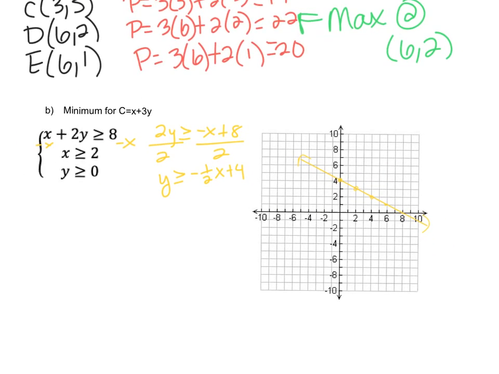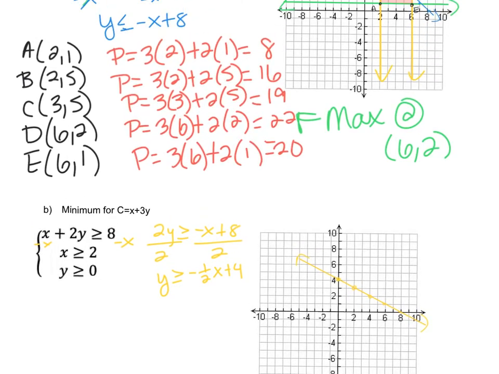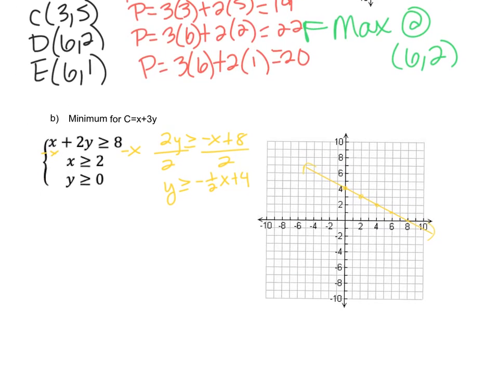Okay, and then x is greater than or equal to 2, so that would be a vertical line. Vertical line at 2. Let me make that a little bit longer. Okay, so it looks like that. And then we're going to be shading to the right in a little bit.